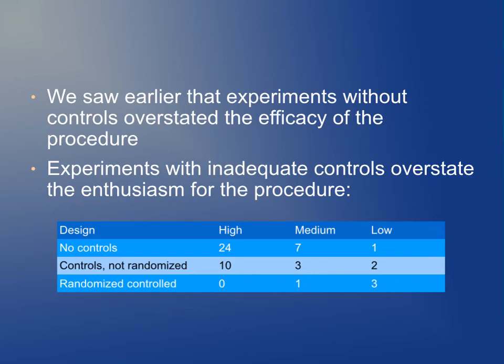The enthusiasm wasn't quite as great as when there were no controls at all, but still, the majority of the studies where there was no randomization thought that the shunt did pretty well. It was only in the randomized controlled design, where people were randomly assigned to get the shunt or to not get the shunt, that it was more apparent that the shunt was fairly risky and perhaps not quite worth the risk.